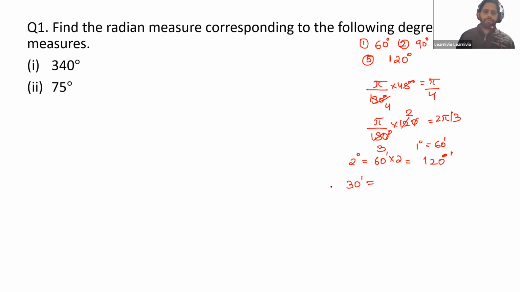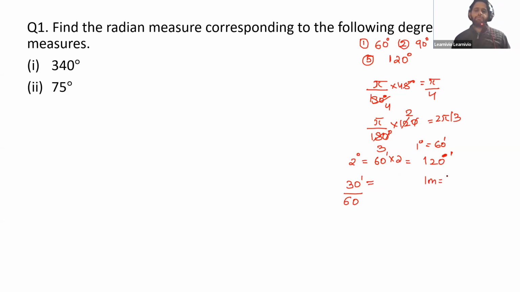Yes, Pothika. Convert this into degree. No, not correct. 1 degree is equal to 60 minutes. So this means the degree is the bigger unit. You need to convert this minute into degree. So what we will do, we will divide this by 60.